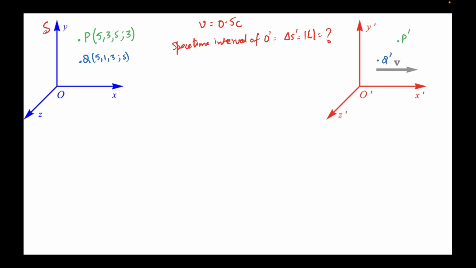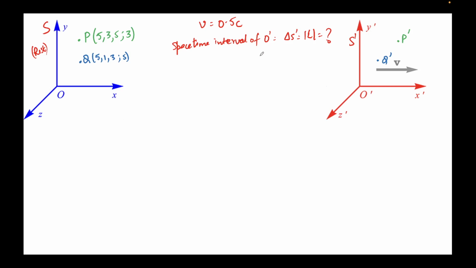Now I've just reproduced the problem from earlier. This is the S frame, which we said is the rest frame, and on your right you have the S prime frame, which is the moving frame, moving at a constant velocity v of 0.5 c in the positive x direction. You can see the xyz coordinate system, and both observers. What we are required to do is find the space-time interval of O prime, which is delta S prime, and the question says that's modulo L. We need to find its value, and P and Q are the 2 events that we know.